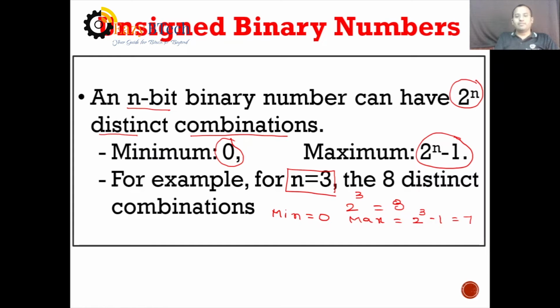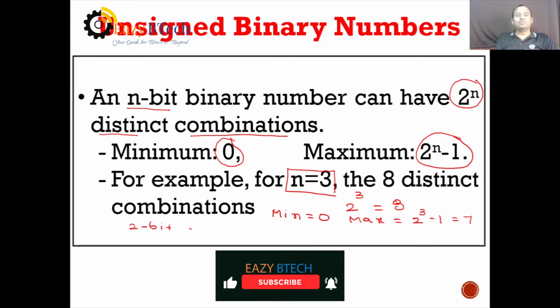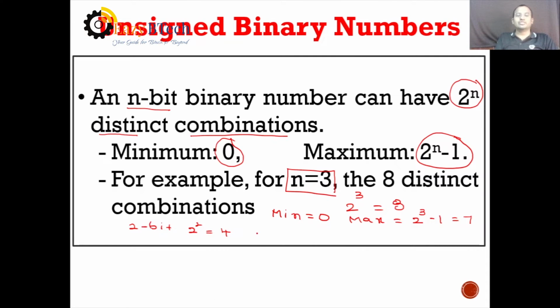For example, if you take 2 bits, we can have 2 power 2, 4 possible combinations, that means 00, 01, 10, 11. This is the minimum number, the corresponding decimal equivalent is 0. This is the maximum number, the corresponding decimal equivalent is 3. So this is about unsigned binary numbers.